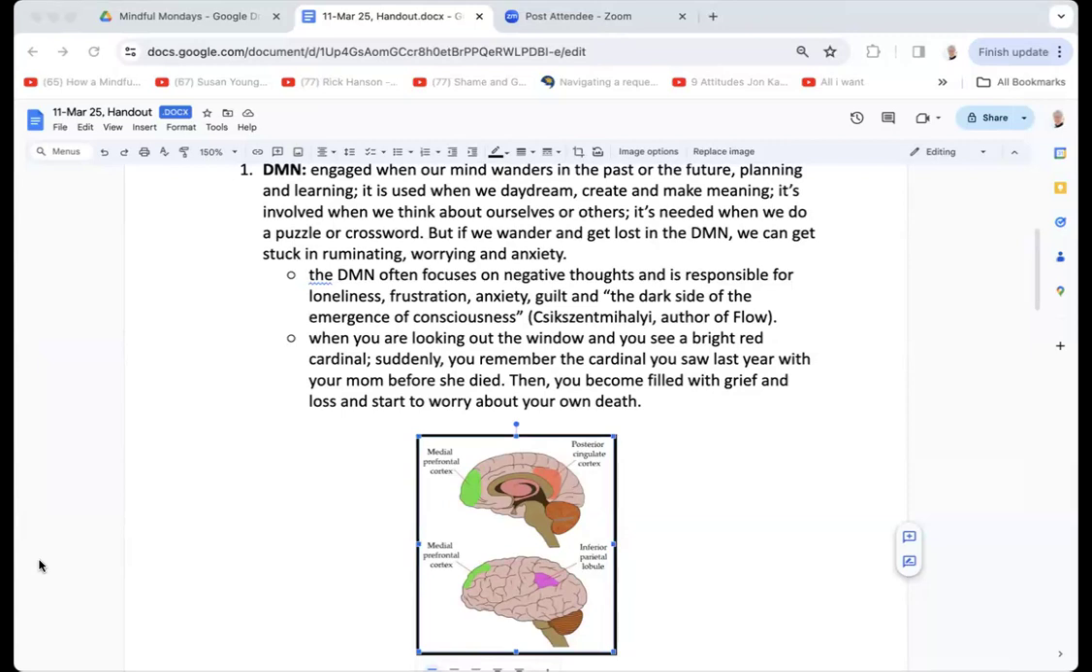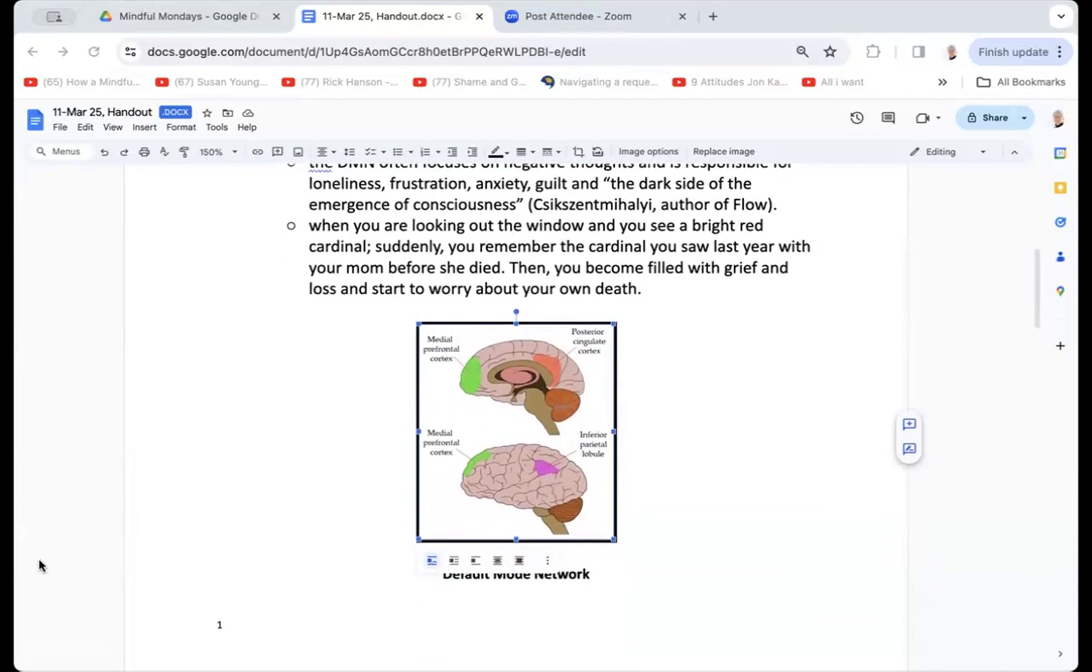So that picture I shared last week: you're standing at the kitchen, you're doing the dishes, you look out, you see the red cardinal, you remember the cardinal you saw last year before your mom died, you feel grief, then you feel worried about your own death, so it takes us down a dark way, the DMN, and these are the parts of the brain that light up.